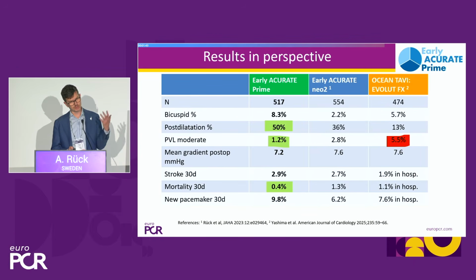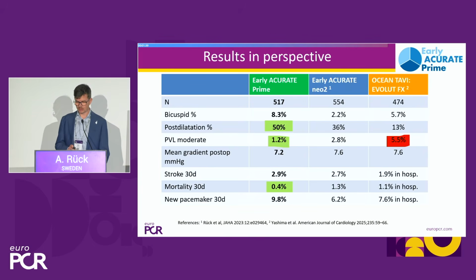Then if we put this registry into perspective with other similar data, first on the right, marked in orange, the Ocean TAVI registry on the self-expanding Evolute FX, similar size of a registry. Then in the middle in blue, the prior generation, the Accurate Neo2, a very similar registry, many of the centers being similar, and importantly, the same core lab analysis as this one.